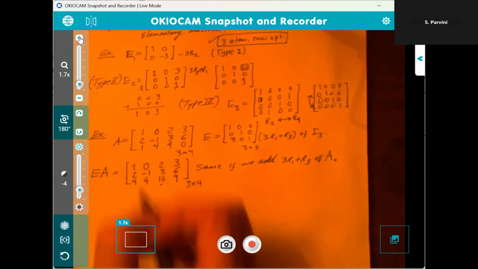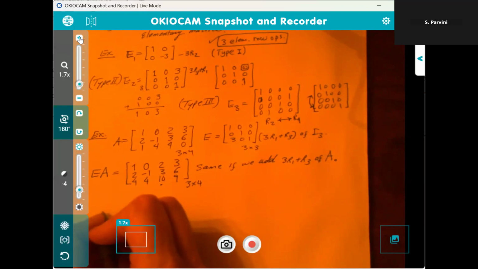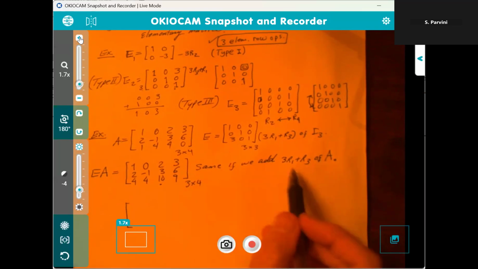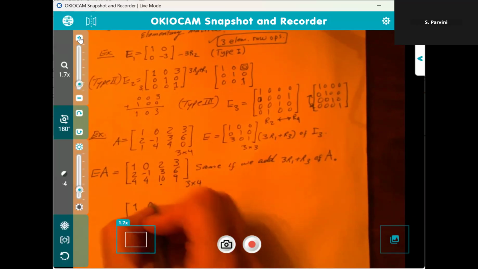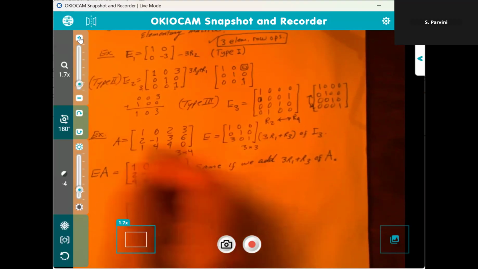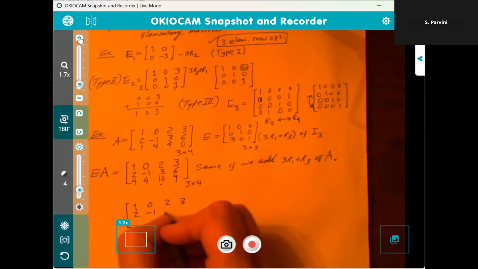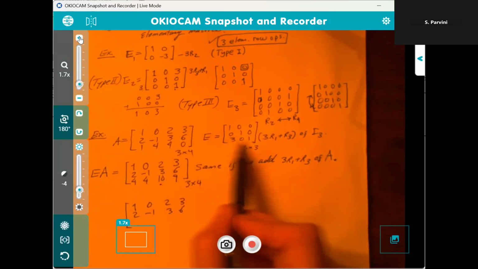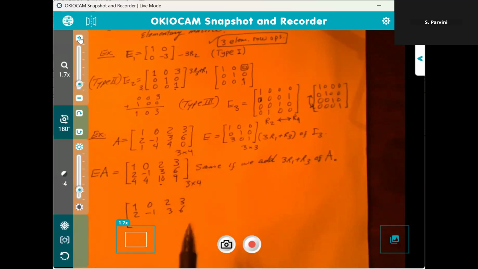Now, check this out. I'm going to actually show you this. So here's matrix A. First row, I'm not doing anything. Second row, I'm not doing anything. Now, it's the third row, right? Look at the elementary matrix. See, I manipulated the third row, so I'm going to do the third row here.